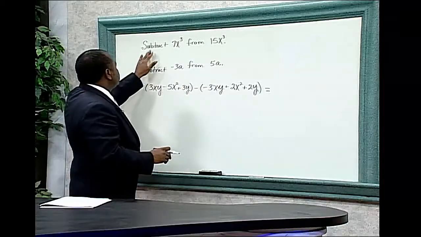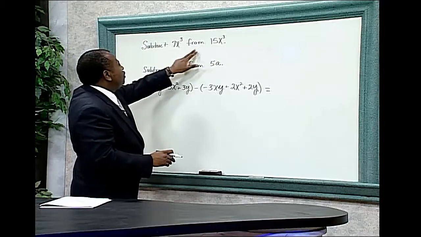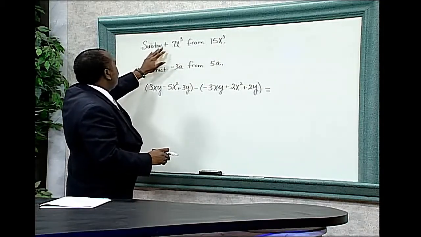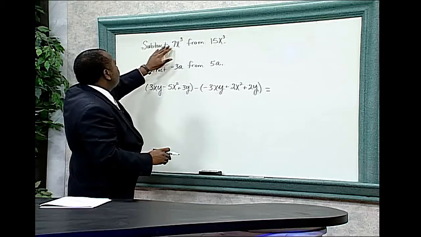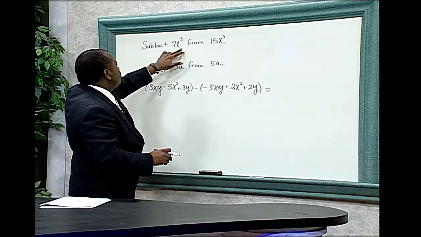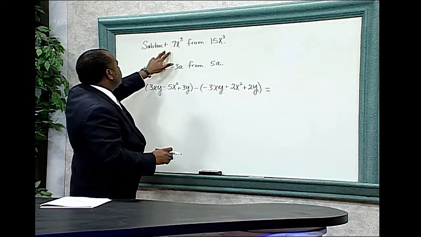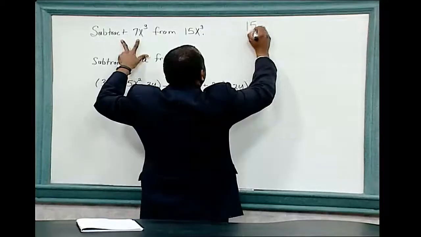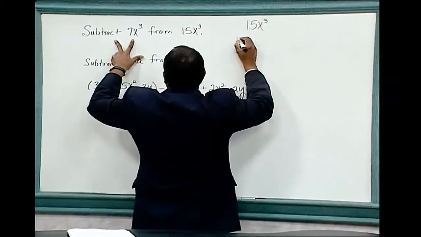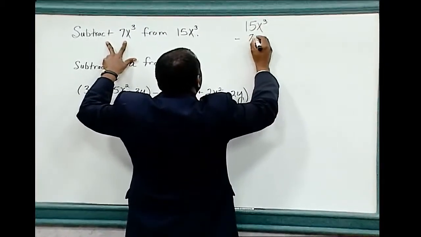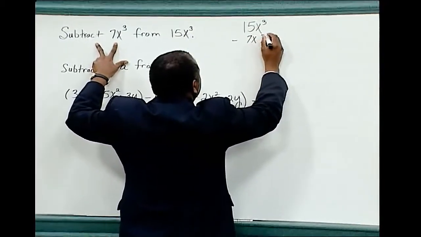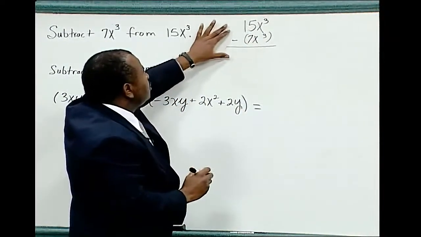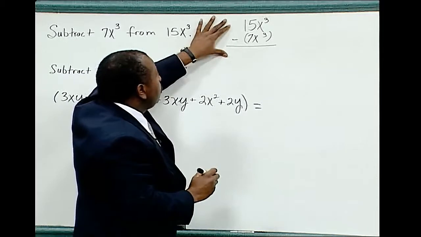Example number 1. Subtract 7x to the third power from 15x to the third power. When you see the word subtract, always place a minus before the algebraic expression that is preceding the word subtract. 15x to the third power minus 7x to the third power. This problem is currently written as a subtraction problem.